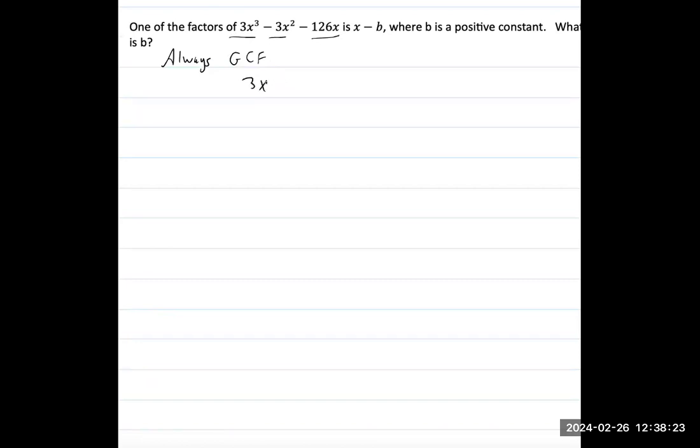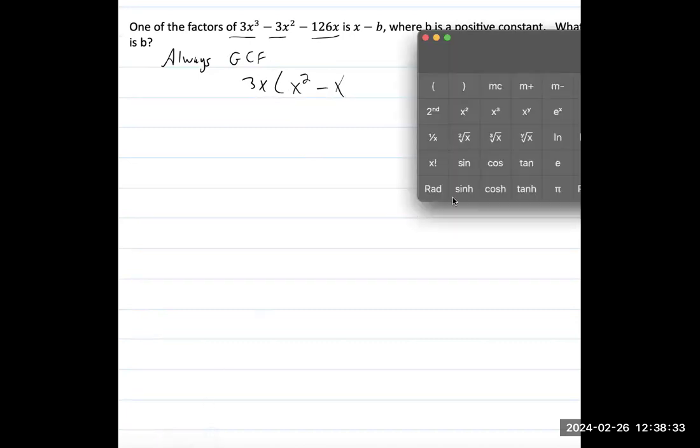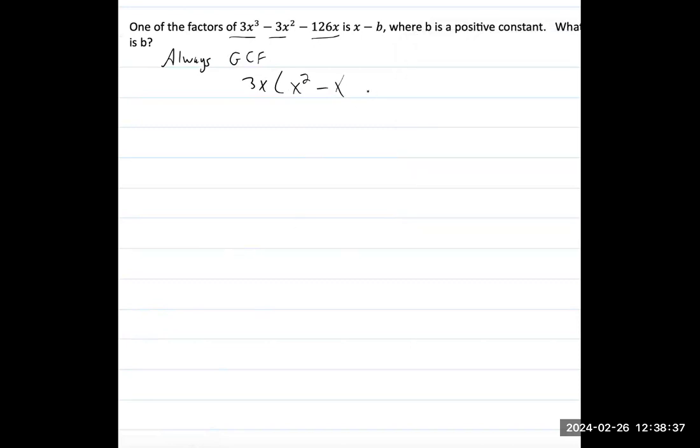So if we take out 3x, it leaves us with x squared minus 1x, and we need to know what 126 divided by 3 is, and that's going to be 42. So x squared minus x minus 42. And so now we have it factored that far. Now we're trying to factor this part a little further.